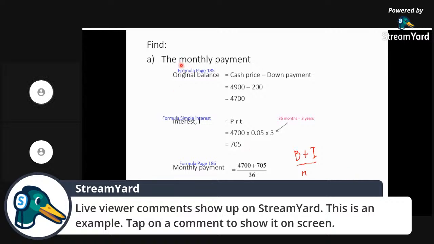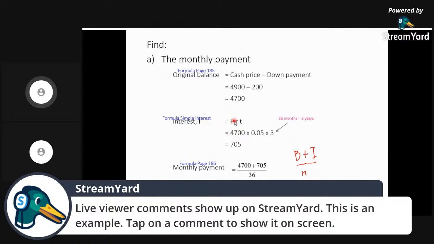Okay. What you can do is first you need to calculate the original balance. How to calculate the original balance is cash price minus the down payment. So you take the cash price 4,900 minus the down payment 200. So you will get the original balance, which is 4,700. So then we have interest. So interest is I equal to PRT.